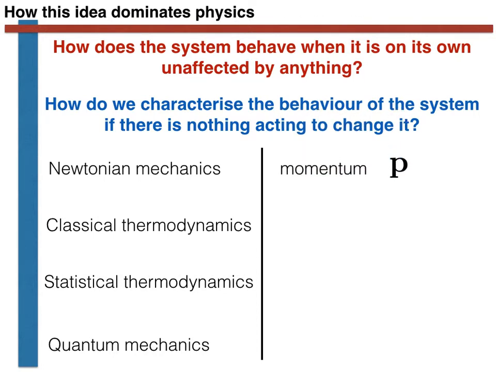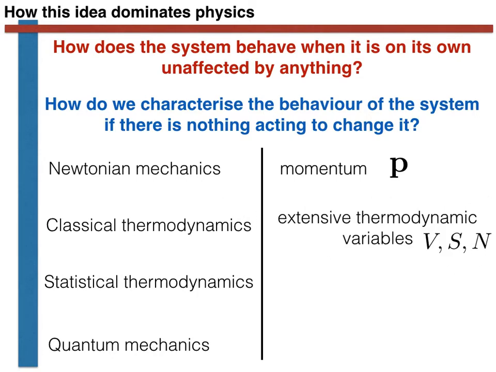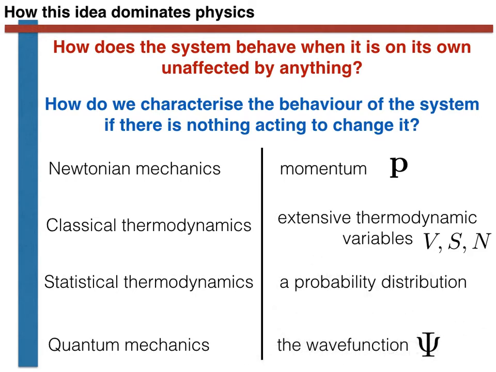Within classical thermodynamics, by contrast, the state of the system can be defined using a set of extensive thermodynamic variables. This becomes more complicated in statistical thermodynamics when the state of the system is given by a probability distribution function, and even more difficult in quantum mechanics where the state of the system is given by the wave function.